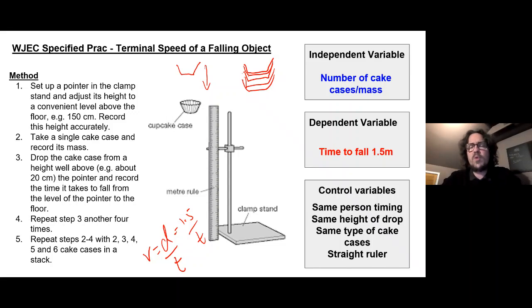And finally, a straight ruler. That one's often overlooked, so make sure that your ruler is dead straight, so that it's straight and vertical, so that you're getting an accurate measurement of the distance as well. So these are some things that we need to consider as control variables.